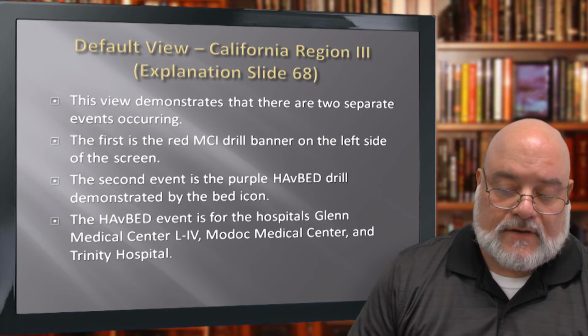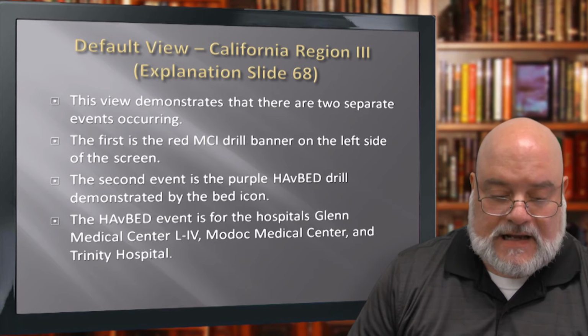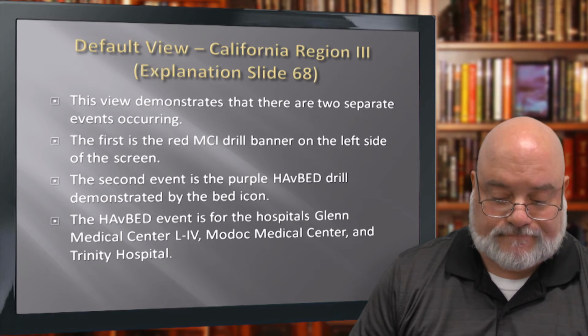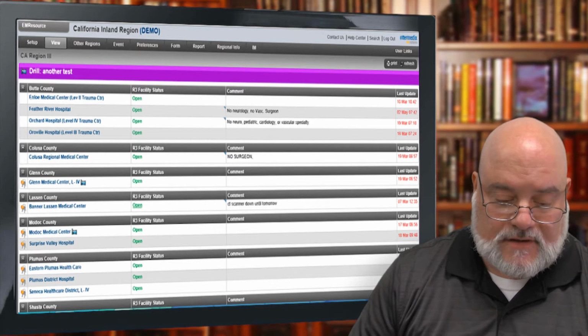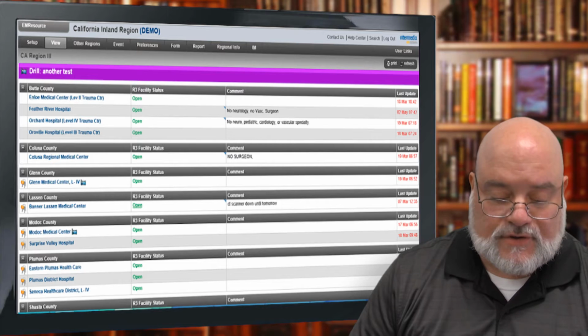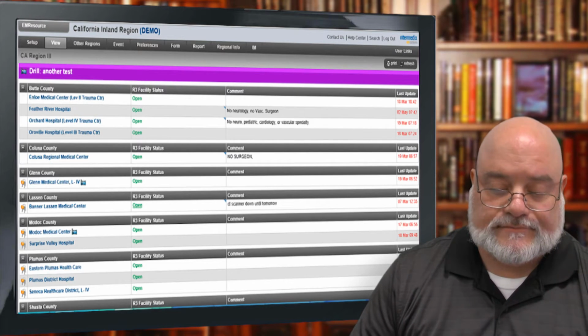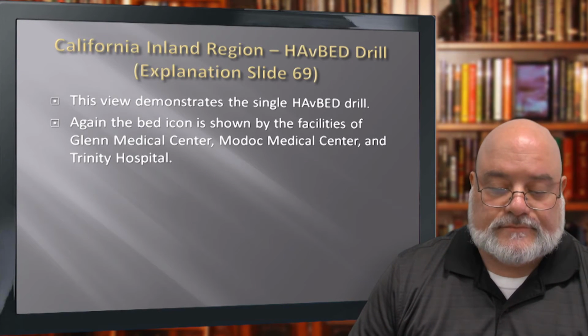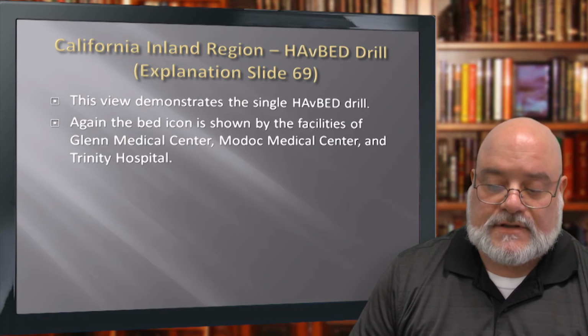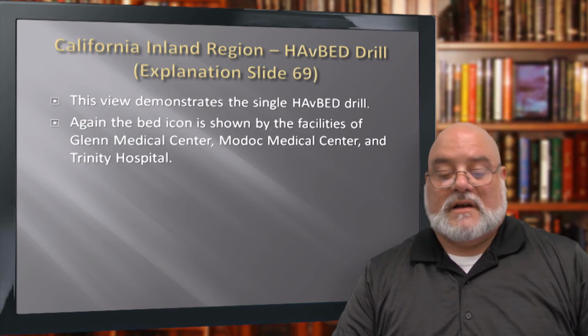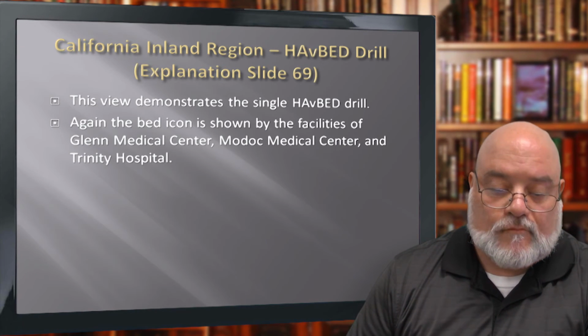The red event has gone and ended. We just have the purple HAVBED drill. And again, at Glenn Medical Center, Modoc Medical Center, and then you can't see it on the screen, but Trinity Hospital is also queried. So, a single HAVBED drill, the icon is shown by the facilities of, again, Glenn, Modoc, and Trinity Hospitals.